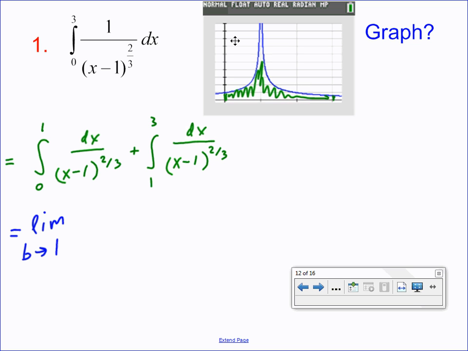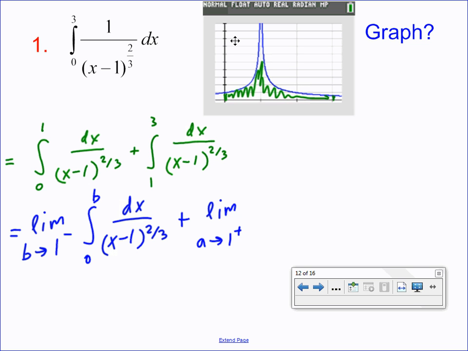From the left-hand side of the integral from 0 to b of dx over (x minus 1) to the 2/3, plus the second integral, now the limit where we let a go to 1 from the right-hand side of the integral from a to 3 of my integrated function. Are you good so far with the breakup?